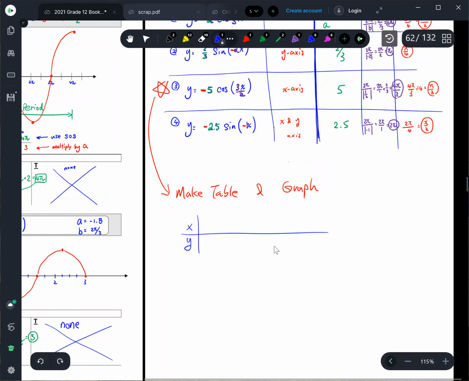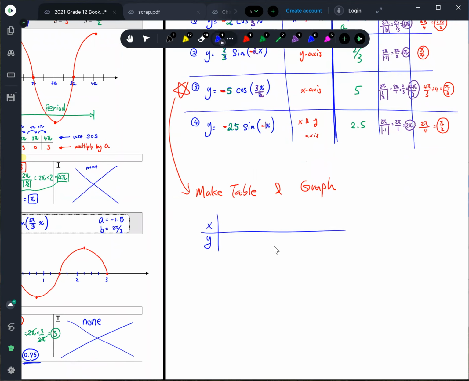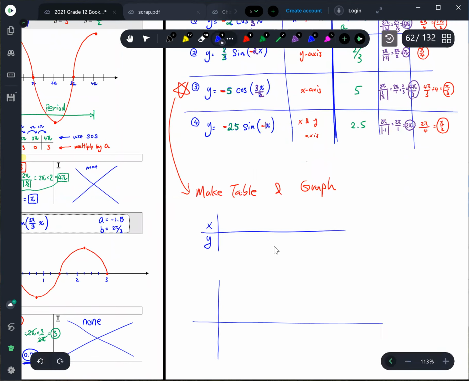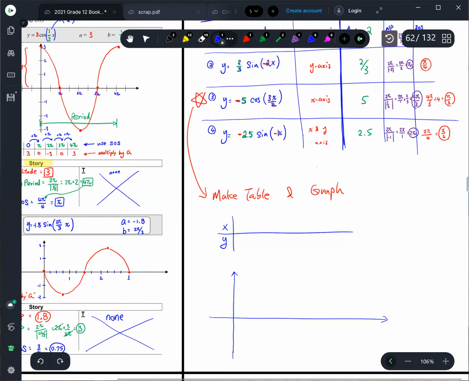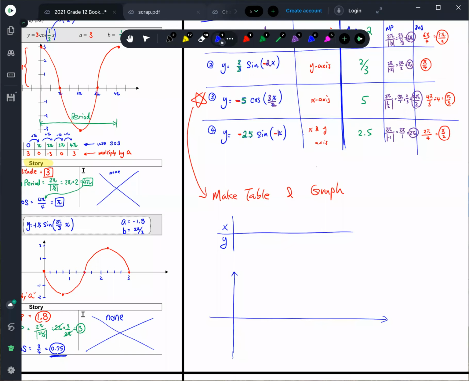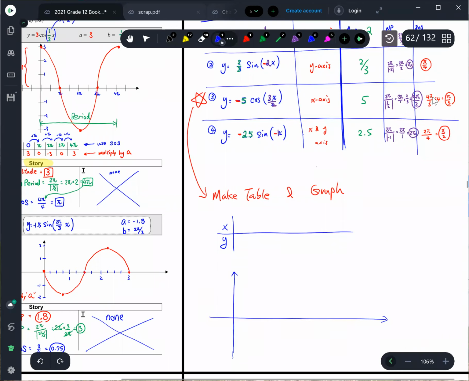Make sure you scale your graph properly. I'll let you complete all the way, so make a table and graph. Once you've done that, you can raise your hand. We were only doing number 3? Yep, just number 3. Okay, thank you.